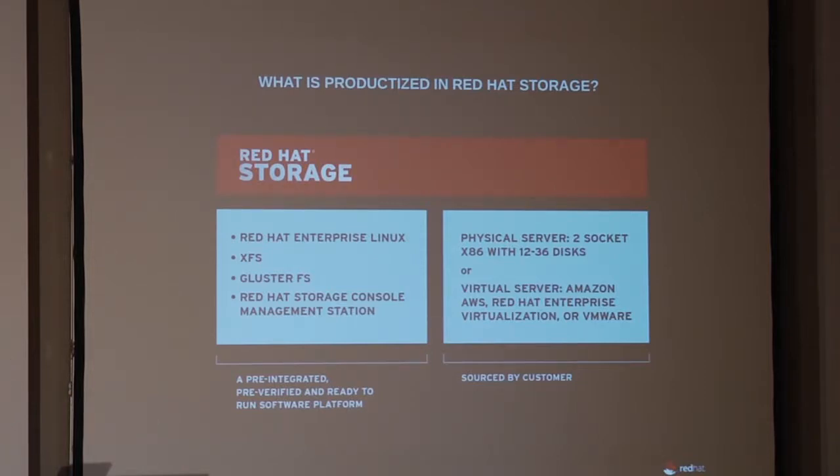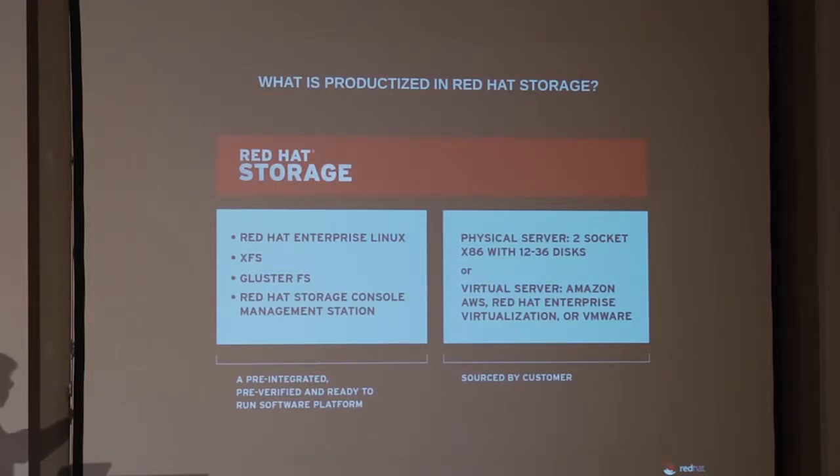You basically get in a single SKU, which bundles Red Hat Enterprise Linux, XFS, the XFS file system, which in Red Hat terminology we call the Scalable File System add-on, and the GlusterFS distributed file system, as well as the Red Hat Storage Management Console, all in one SKU. So it's all packaged in one SKU. And the customer sources the server where you want to run it.